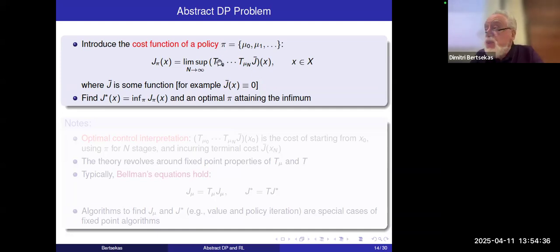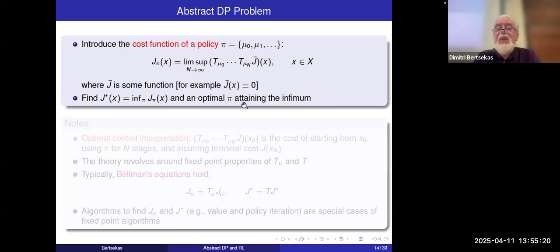Okay, so this is a mathematical composition of mappings T mu 0 up to T mu n. So T mu n minus 1 operates on T mu n J bar, and going backwards, it's a dynamic programming process actually, you obtain the finite horizon cost starting at state X and with terminal cost J bar. And if you take the limit of this, you obtain the cost of a policy. And the optimal cost function is obtained by this minimization, and we're aiming at an optimal policy, one that attains the minimum.